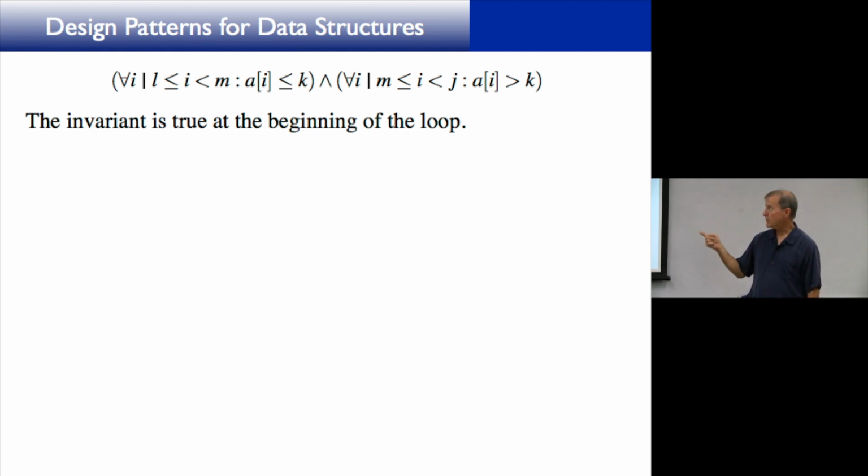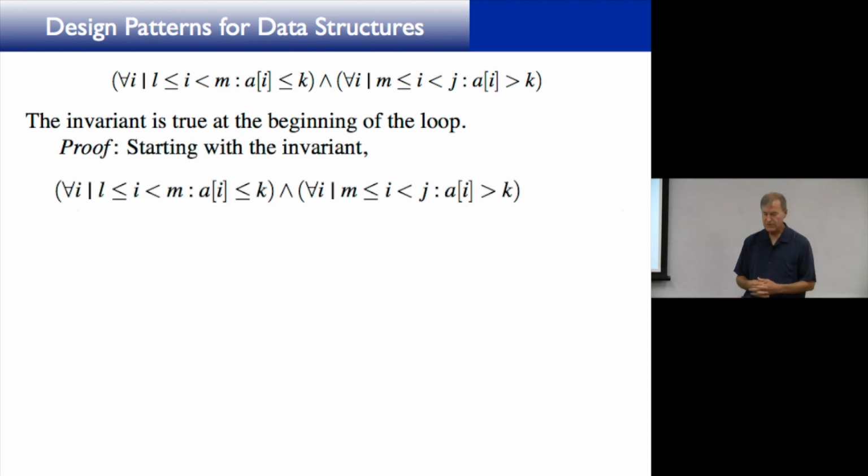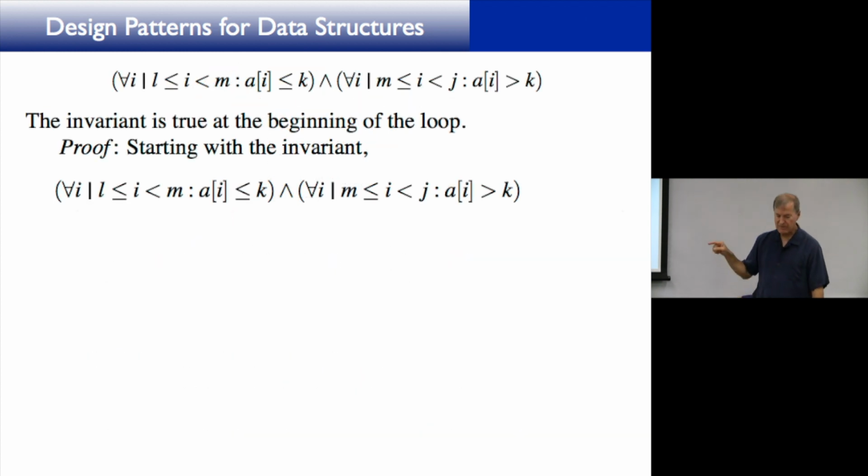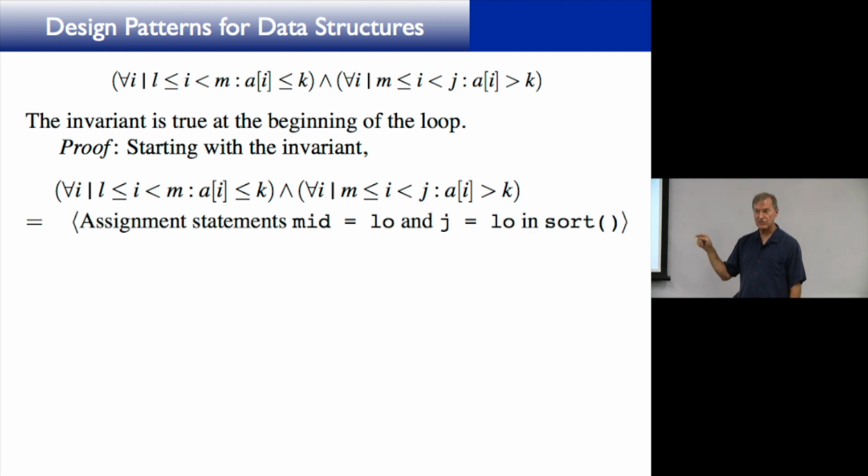So the invariant is true at the beginning of the loop. So what happens at the beginning of the loop? We start with the invariant, so we just write down this invariant. And now, what was the code? What did the code do at the beginning? Do you remember? Let's go back. Up at the top there, what does the code do? We have to assign the key and mid. Key gets assigned, and mid gets assigned to low. Is everybody clear? You inspect that code. So the assignment is that mid gets low. Oh, and also J gets low, right? Because it was for int J gets low.